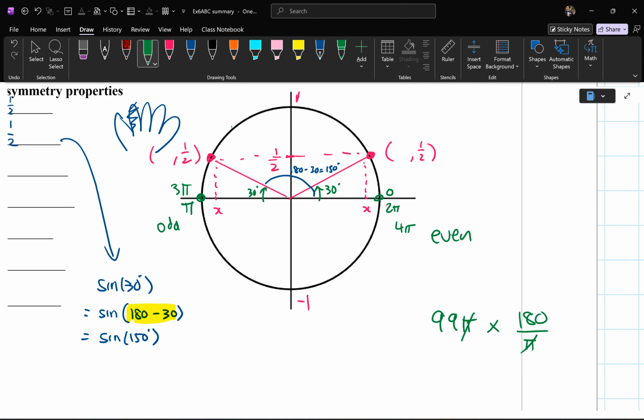I don't know what 99 times 180 is. Actually, it's 1,800 minus 99, so 1,701. If I asked you before, instead of saying 99 pi, I said, I rotated 1,701 degrees. Where am I? That's a lot harder to figure out than radians. This is why we work in radians, because you can figure out where in the circle you are, versus degrees.